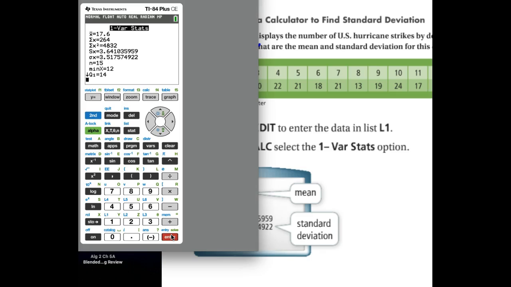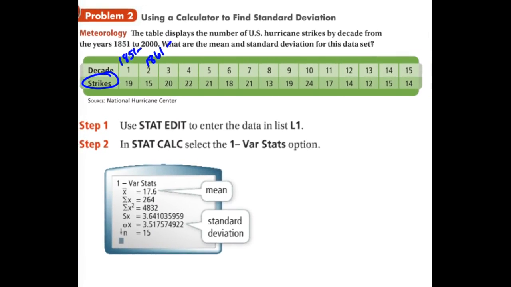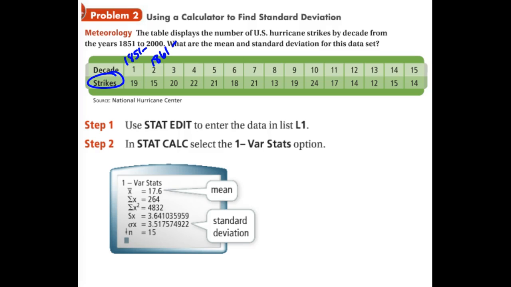So what were they asking us to find? The mean and the standard deviation. So when you look at that screen, our mean is the first one, X bar. So we would say our mean is about 17.6. And then our standard deviation is the one that has that sigma next to the X. So in this case, our standard deviation we would say is about 3.5.